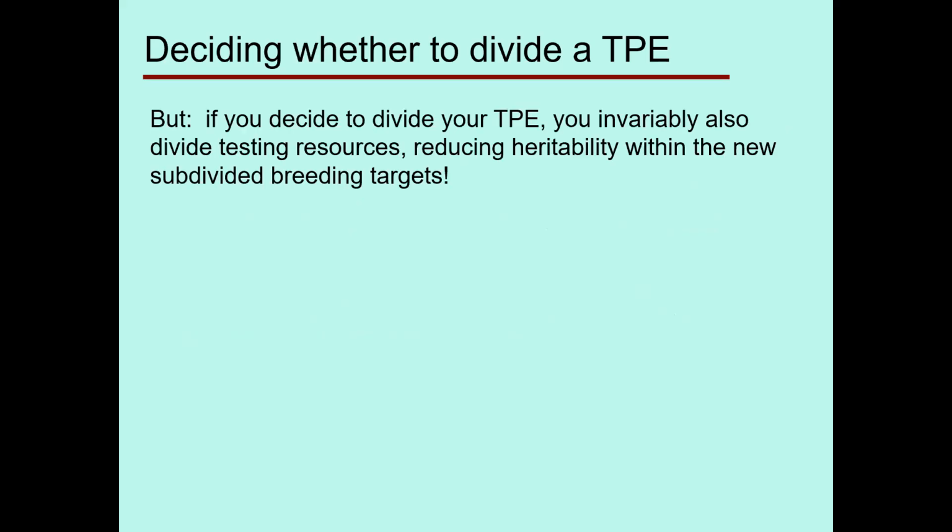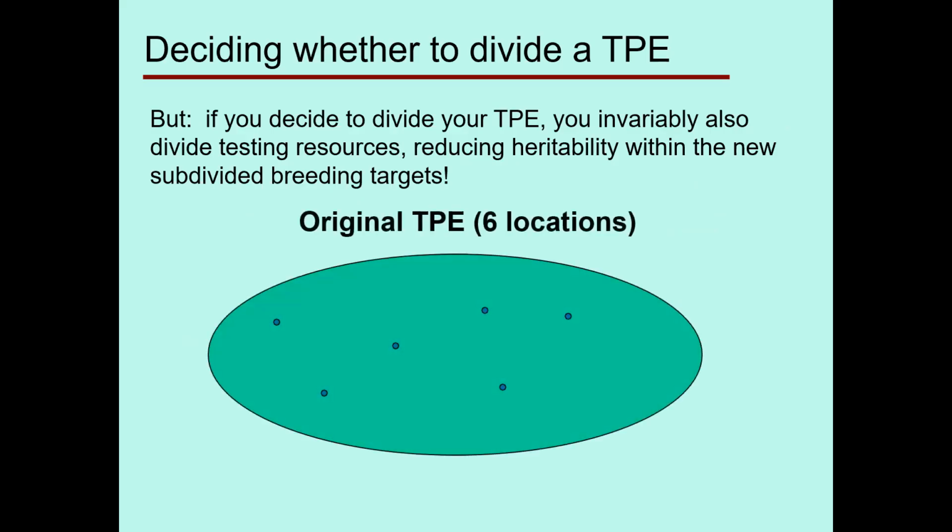You have to remember, though, that if you decide to divide your TPE, you also invariably divide testing resources. And this will certainly reduce heritability within the new subdivided breeding targets. So let's say you have a TPE, your original region here, and you can afford to run 6 trials every year within that region at 6 locations, and you think maybe we need to divide that into eastern and western zones. Well, obviously, unless your boss says, well, I'll give you another 6 trials so you can have 6 in each subregion, you're going to reduce your testing resources within each subregion.